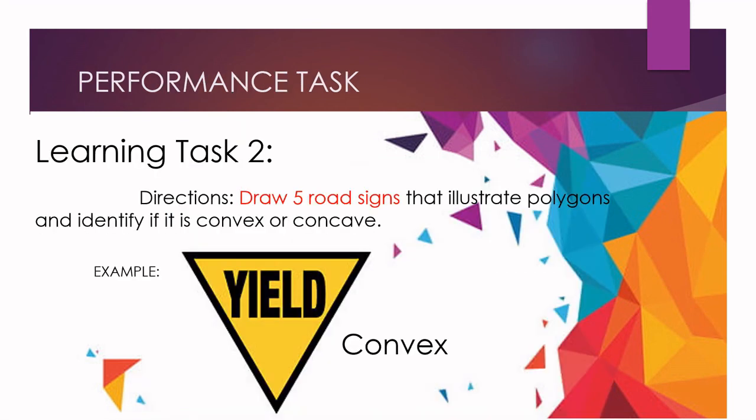For your performance task, you're going to answer learning task number 2. You will draw 5 road signs that illustrate polygons and identify if it is convex or concave. So, for example, I have here a yield sign. So, ang ibig sabihin nito is slow down and yield the right of way to pedestrians or vehicles. So, kung gagawa kayo ng diagonals dyan or line, lahat ng yan ay nasa loob. So, wala kang makikita na diagonals na nasa labas. So, therefore, it is a convex polygon. Okay? So, you will draw 5 road signs.